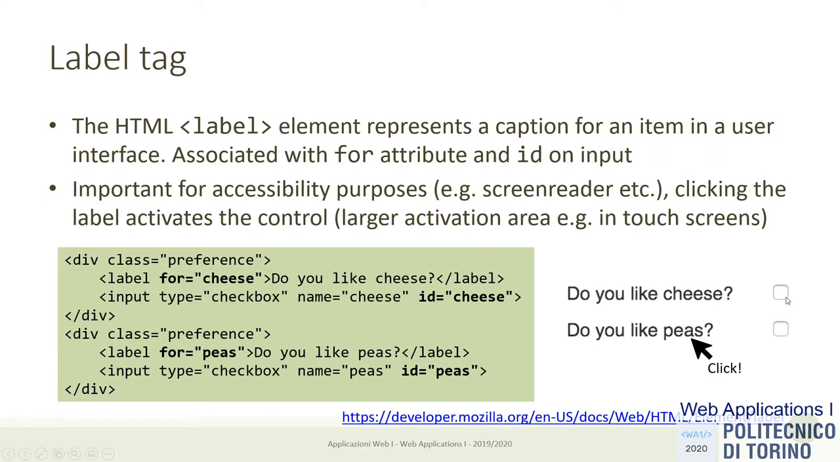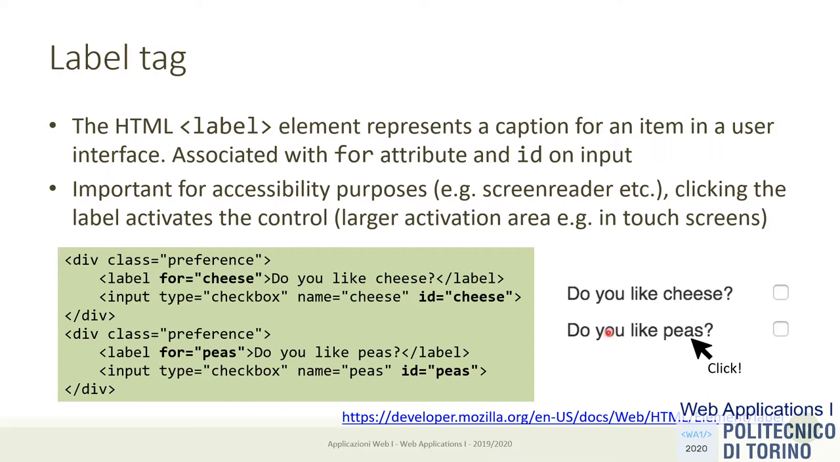For example, a checkbox is very hard to click, because, you understand when you're using a smartphone, sometimes it's hard to check the checkbox itself, because it's very small. So the label is used for saying that this text is actually a label for this checkbox, and this text is actually a label for that checkbox.